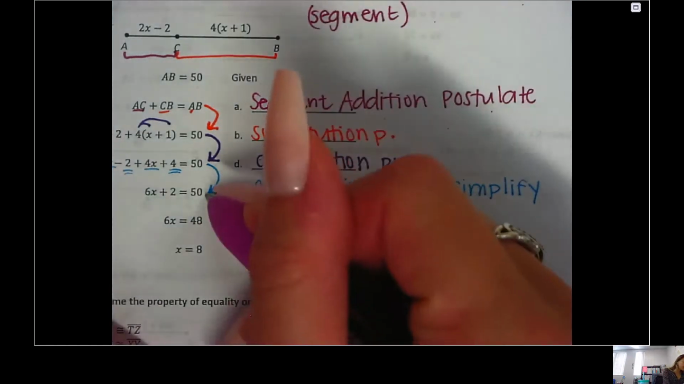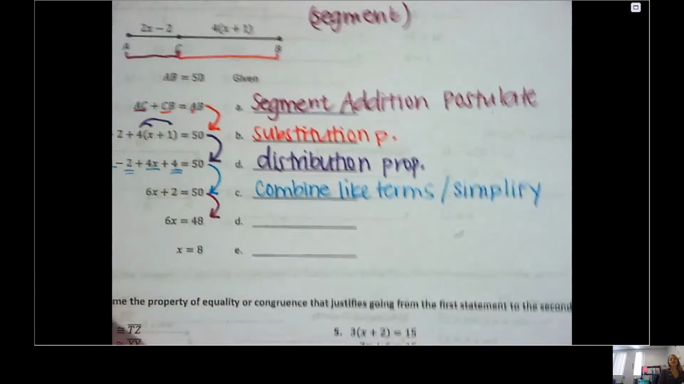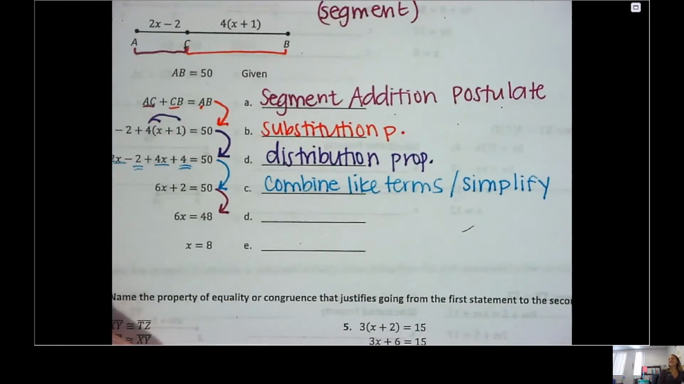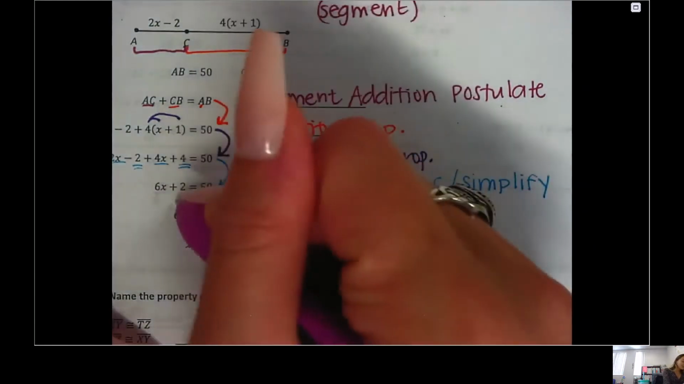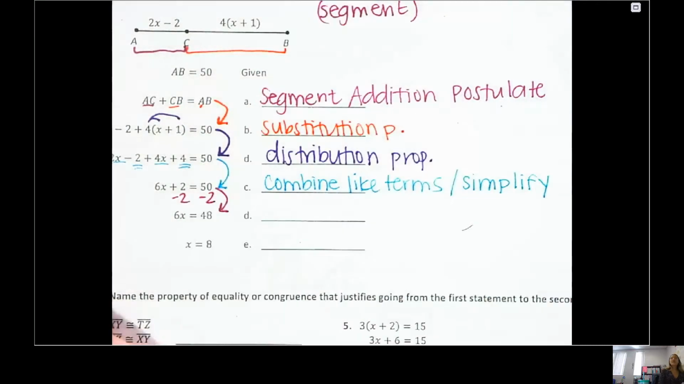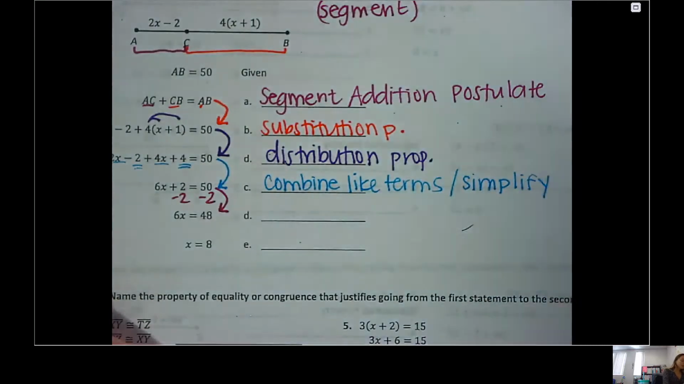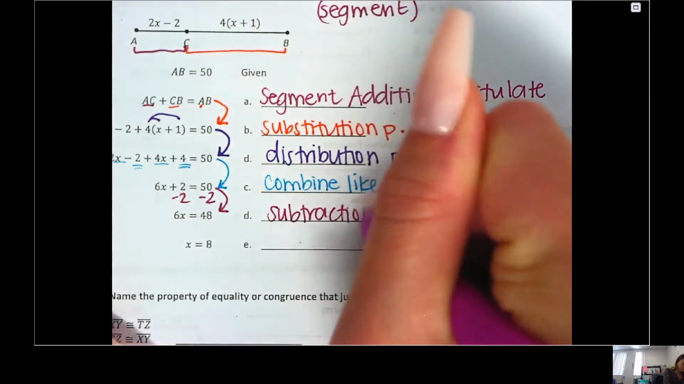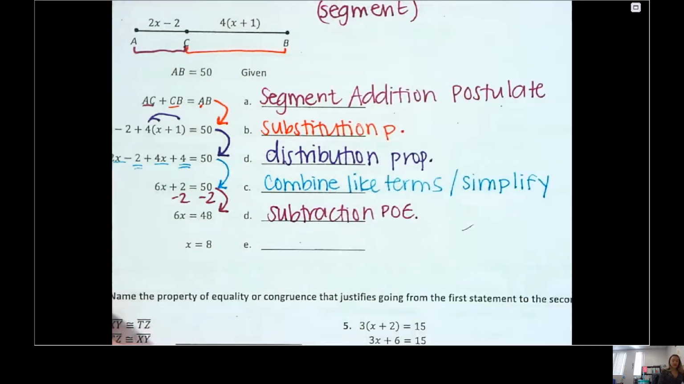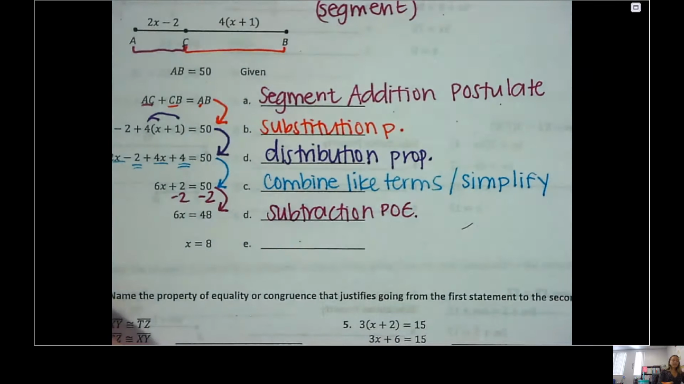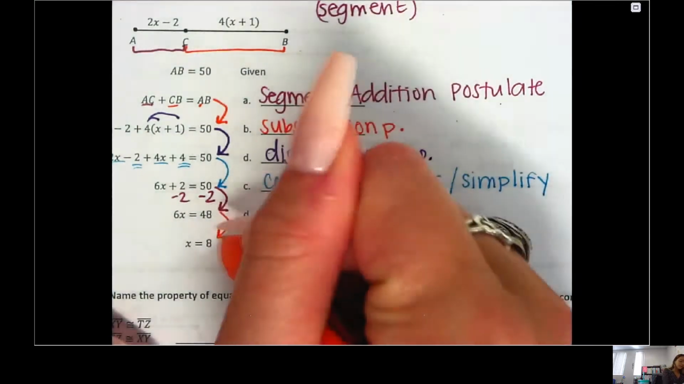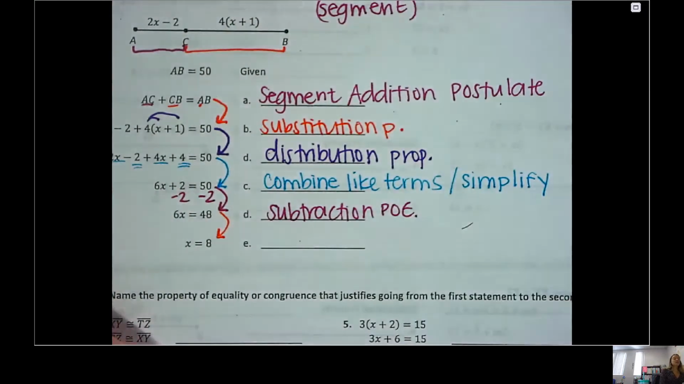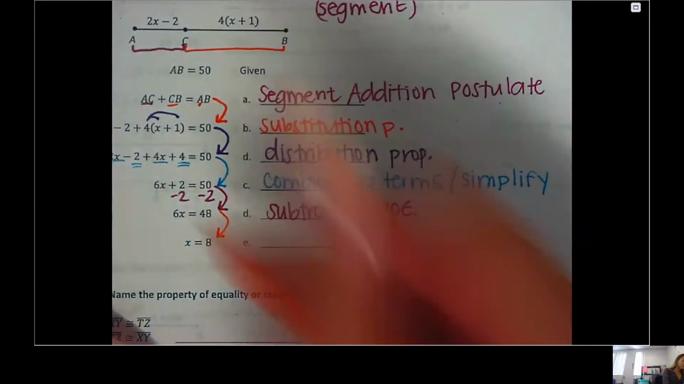How do I get from C to the other D? What do I do? Subtraction property of equality. Subtract 2 on both sides. Subtraction property of equality. And then last step to get from D to E, division, POE. Good.